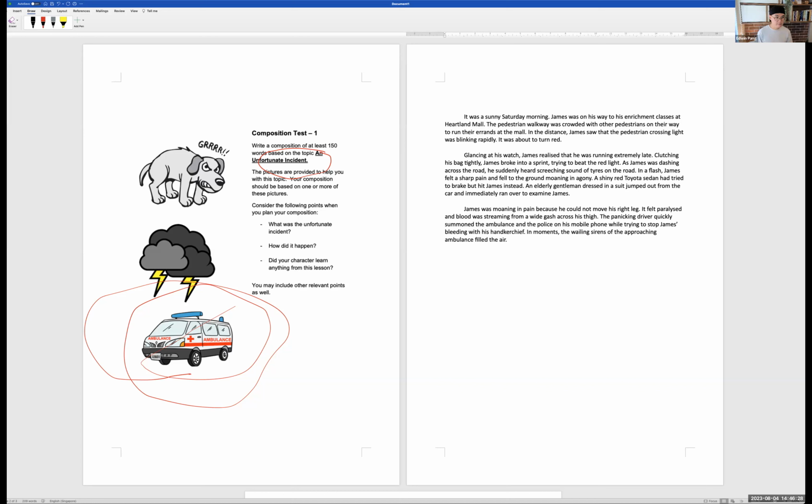JV, are you paying attention? JV, are you paying attention? I can see you and you don't look like you're paying attention. Please pay attention.